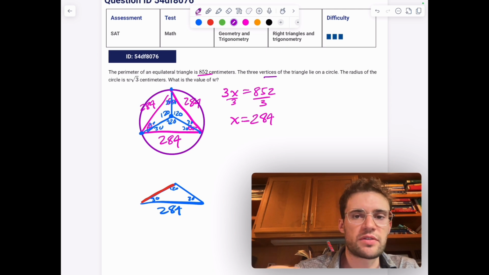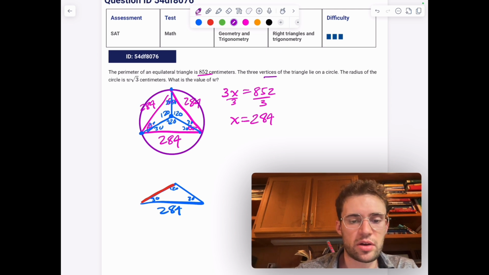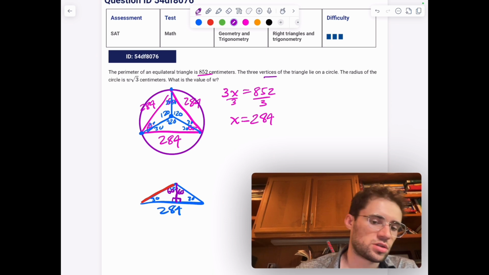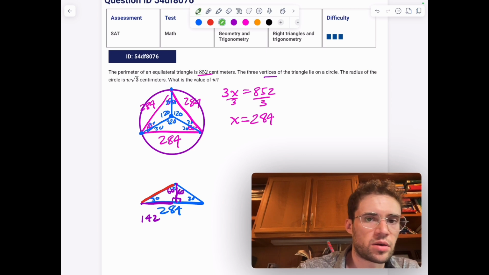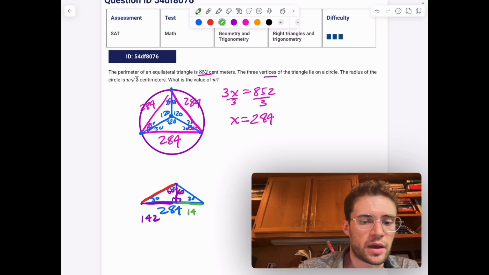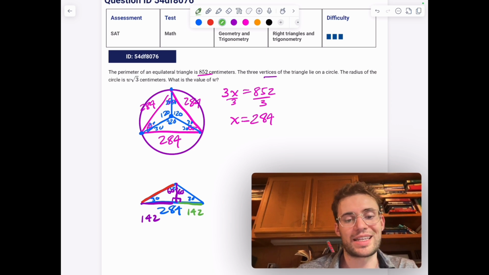And what we can do is divide this 30, 30, 120 triangle into two 30, 60, 90s by just dropping this altitude, which is also an angle bisector. And that would cut this 284 in half, so half of 284 would be 142. So we got 142 over here, and then there will be another 142 over here. Now in this case, this is the side of the 30, 60, 90 that's opposite the 60 degrees.